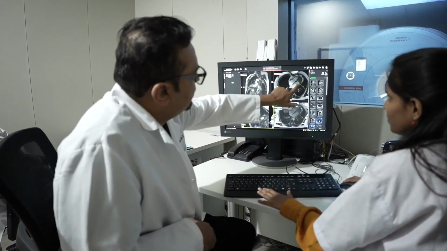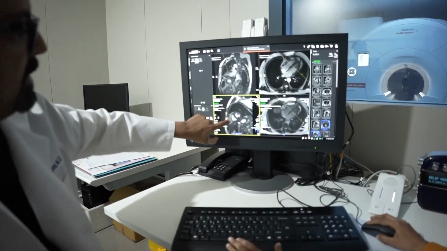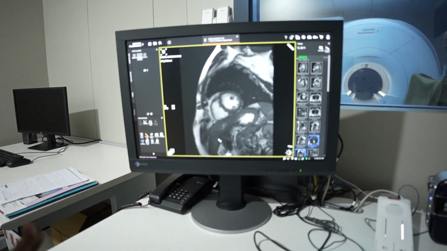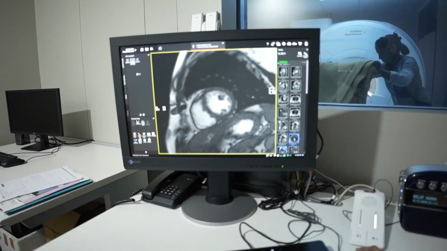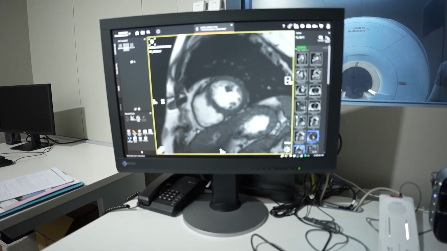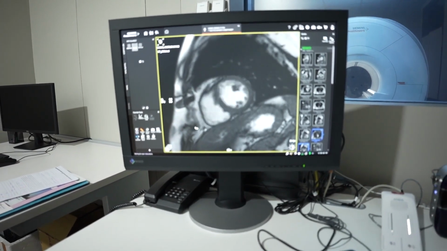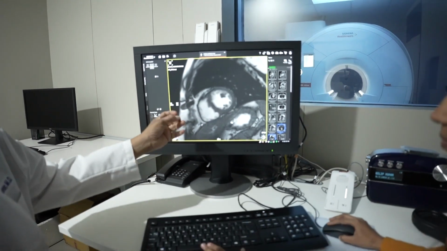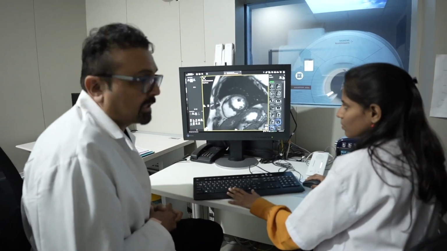So this view here, we can actually see it here. And you can see that. So in multiple views, we're able to see how the heart is actually functioning and moving back and forth, back and forth. And that rhythm is what we're looking at. We're looking to see what the blood flow is kind of looking like into the muscle.